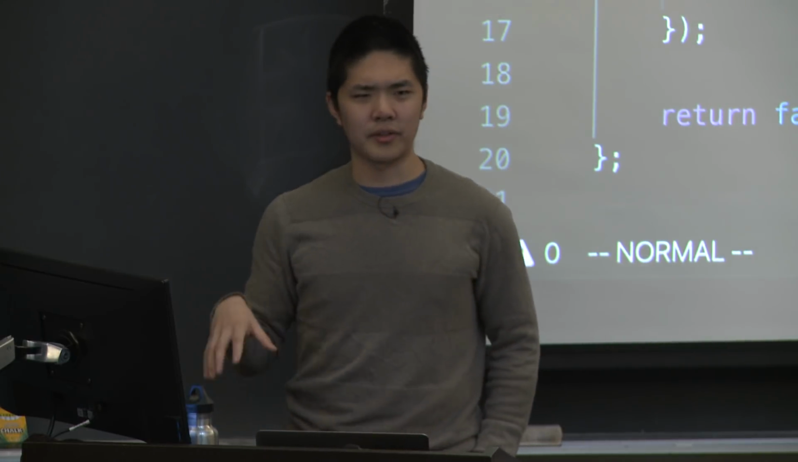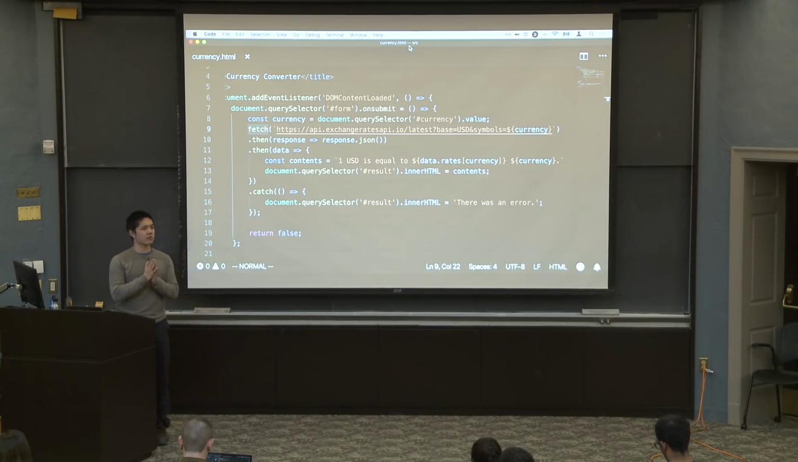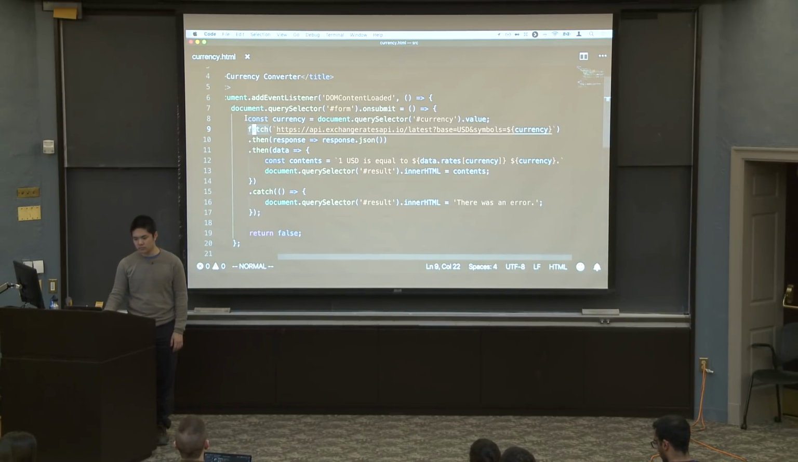Before I go on, questions about this? I saw some yellow and red faces, so I'll pause for questions if there are any. Yeah? Seems like you just defined the constant currency variable. How can you use that in fetch to find the currency?